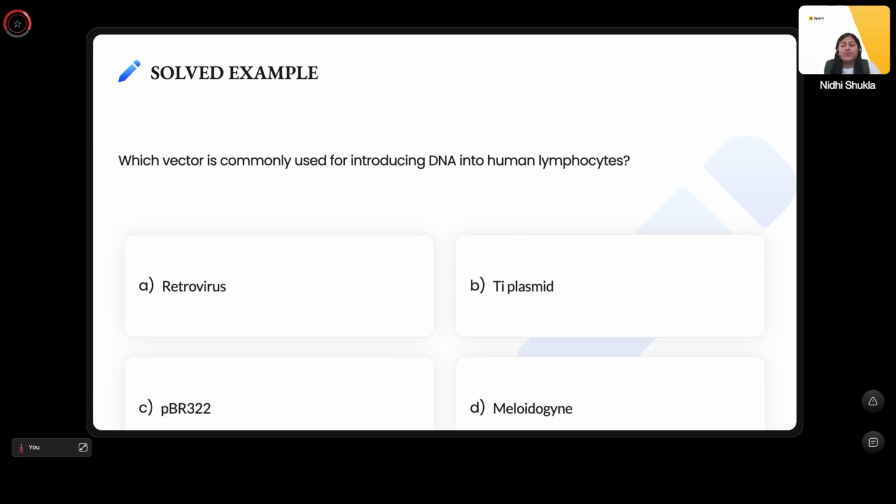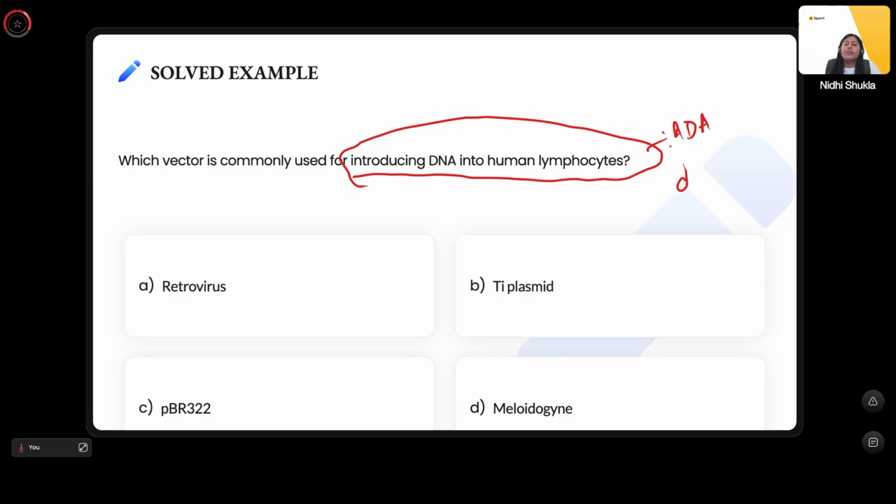Now, let us look at next question. Which vector is commonly used for introducing DNA into human lymphocytes? Okay, introducing DNA into human lymphocytes. This is a typical case which you study for ADA deficiency. So, when you study this case of ADA deficiency in biotechnology and its application, you find that there is a vector which is used to transfer your modified or good lymphocytes into the body of your patient. And what is that vector? That vector is your retrovirus.